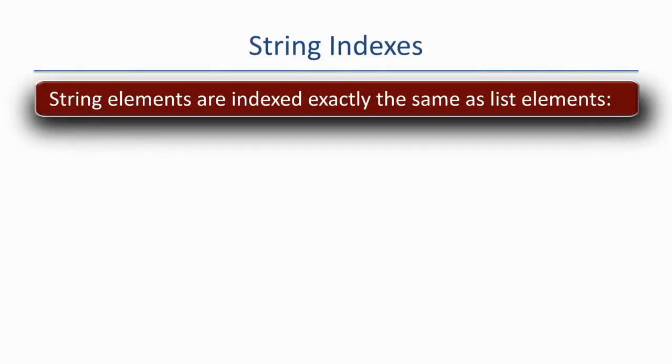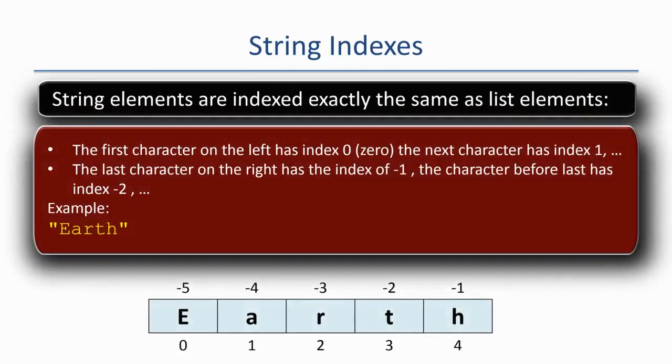To access a string element, you use indexing exactly the same as a list element. The first character on the left has the index of 0, the next character has index of 1, and so on. And also, the last character on the right has the index of -1, the character before last has the index of -2, and so on again. For example, in the string Earth, the character E has the index of 0 as well as the index of -5.